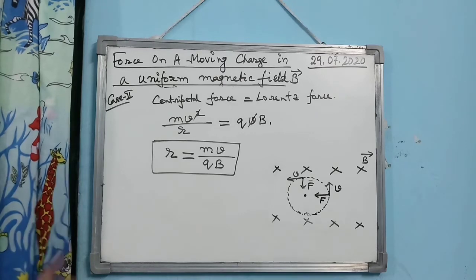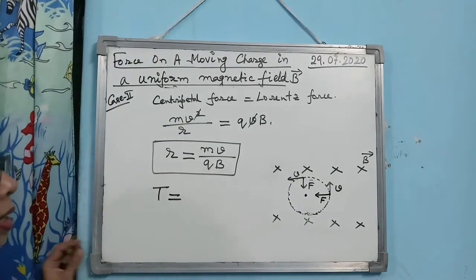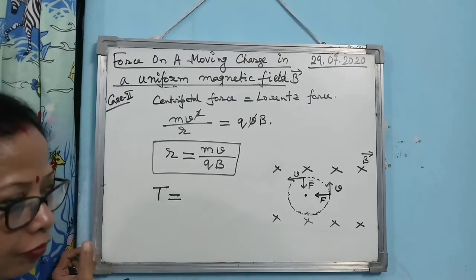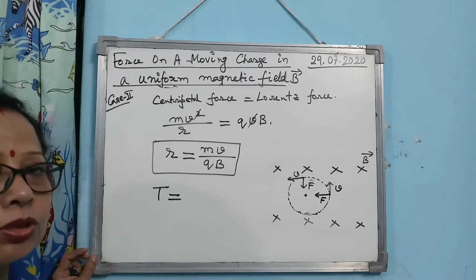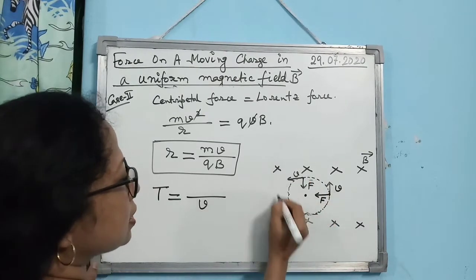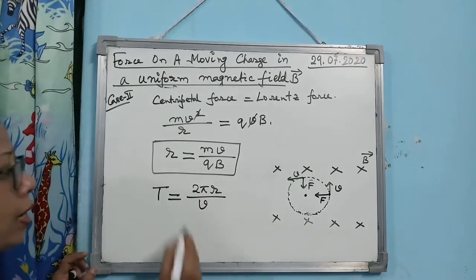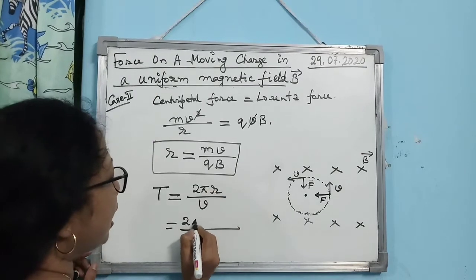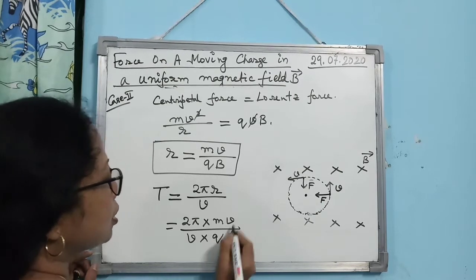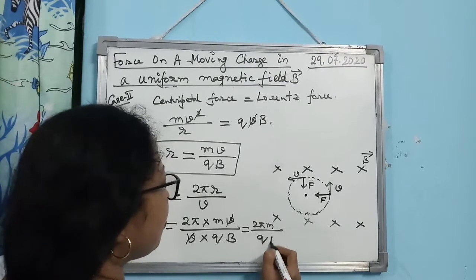Then next is, if the particle is moving over a circular path, then what will be the time period of revolution? Time period is given by: speed is distance by time, so time will be distance travelled divided by speed. What is the distance travelled? If you consider that r is the radius, it will be the circumference. So it will be 2 pi r by v. If you substitute the expression for r, mv divided by qB, v cancels. You are getting 2 pi m divided by qB.